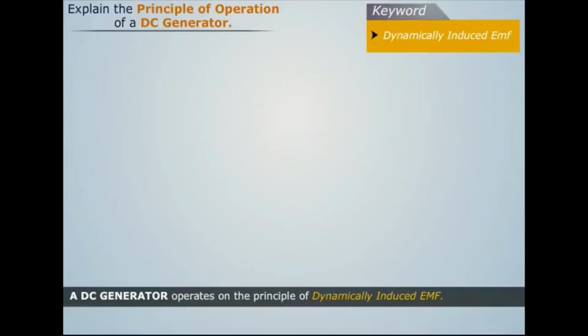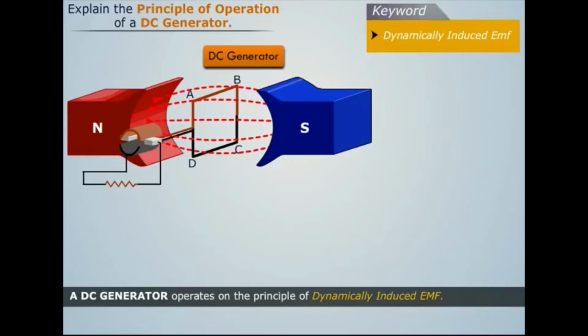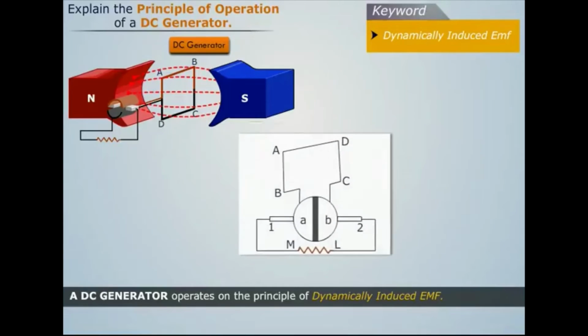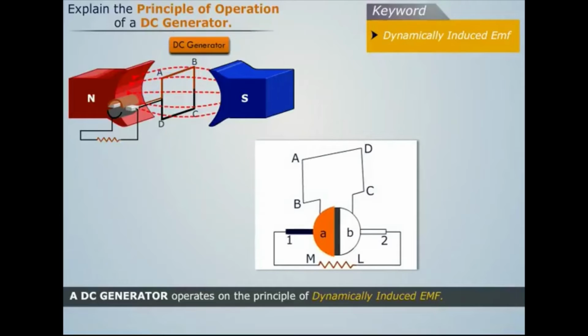Let's assume that current is flowing along ABCD. We see that brush 1 is in contact with segment A, which acts as the positive end of supply, and brush 2 is in contact with segment B, which acts as the negative end of supply. Therefore, the direction of current in the load resistance is from M to L.